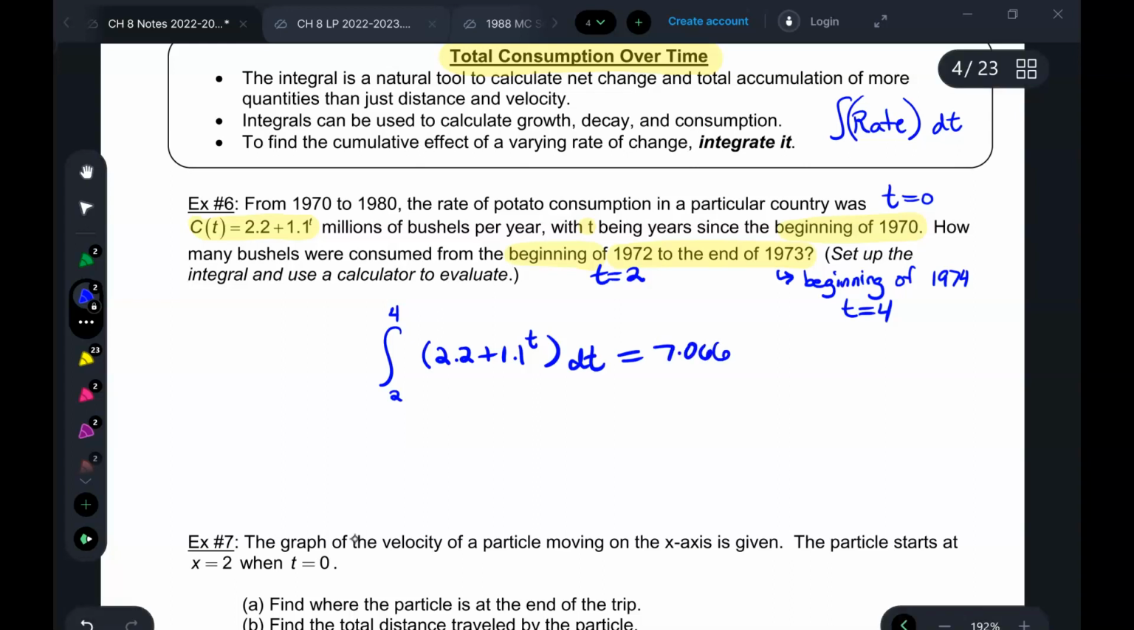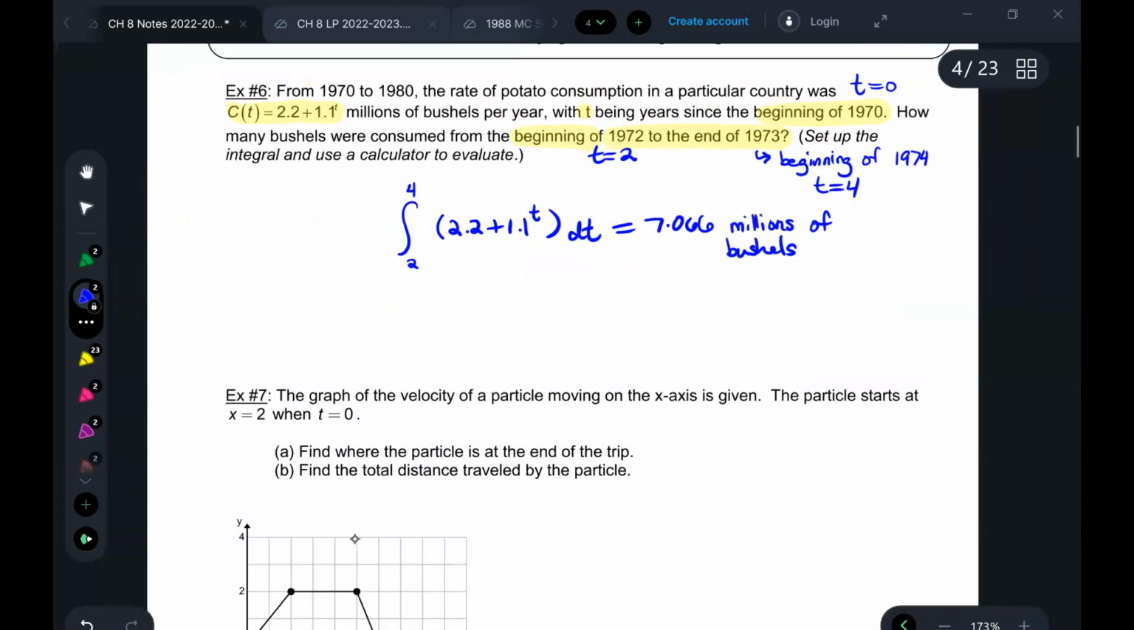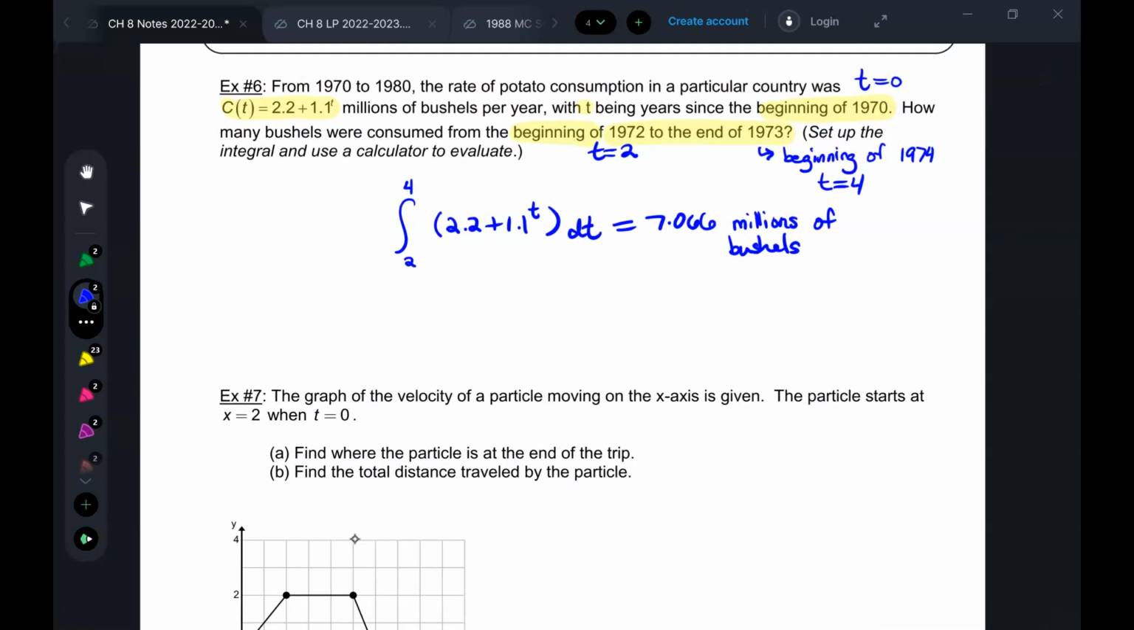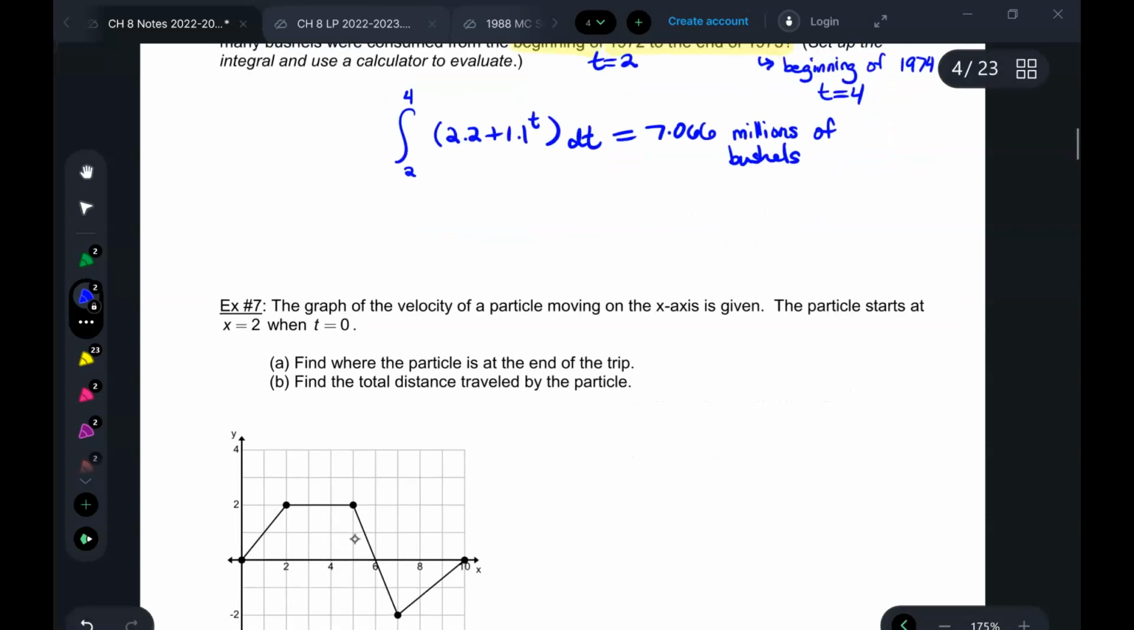And what are our units? Millions of bushels. Well, I know, but I feel like it's an actual measurement. How many potatoes are there? I don't remember. It's an actual unit of measure. I don't know offhand what it actually is. It's like a sack of something, like a barrel, but for potatoes.